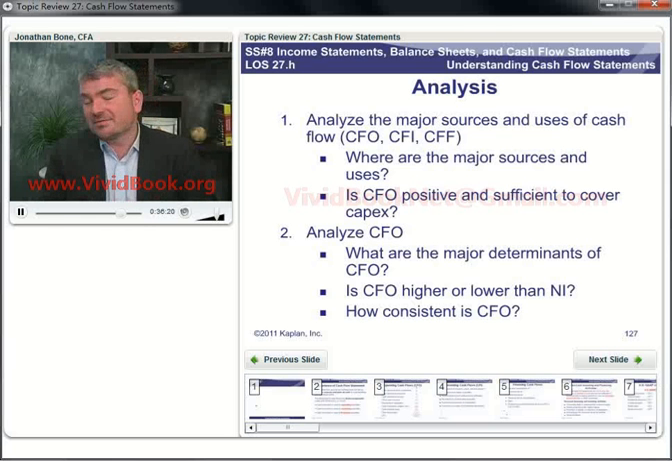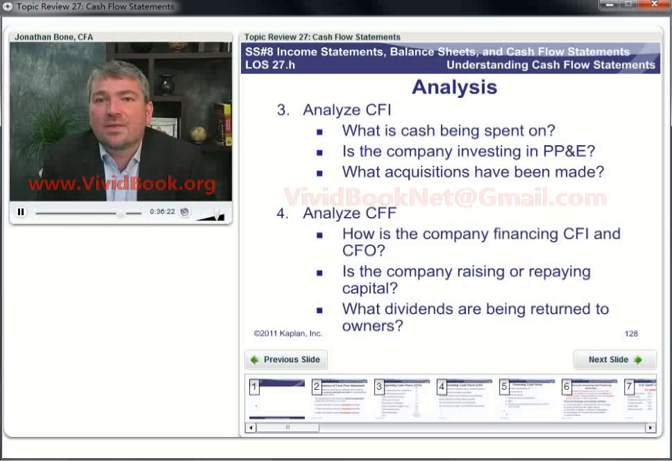Analyze your cash flow from investing. You want to know what this is being spent on. If it's spending it on plant, property and equipment, it indicates, of course, that the company is growing organically. If it's spending cash on acquiring other companies, of course, it's got an M&A type strategy going on. And again, link it back to the management discussion and analysis. Is what you're seeing in the cash flow statement consistent with the strategy that they discuss in the MD&A?